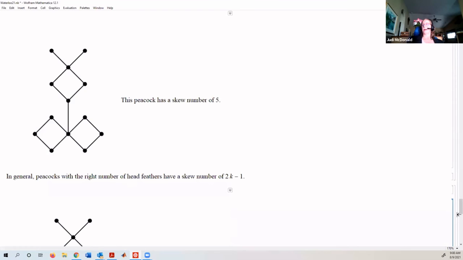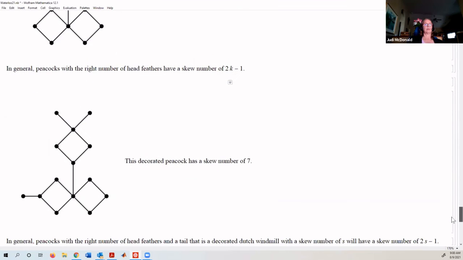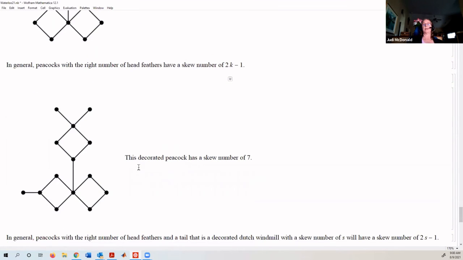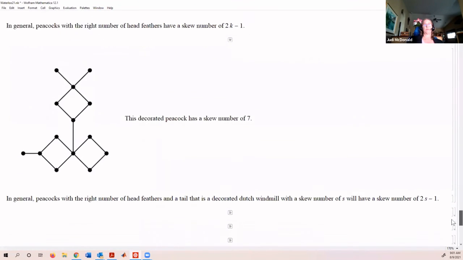So why not decorate it and see what happens? And so we can go ahead and decorate the tail of our Dutch windmill, which the peacock really likes, right? Because the peacock loves to have a very impressive tail. And so in general, peacocks with the right number of head feathers and a tail that is a decorated Dutch windmill, if we know the skew number of the Dutch windmill, let's say it's S, then the skew number of the peacock is 2S minus 1. So this turned out to be pretty effective for us.